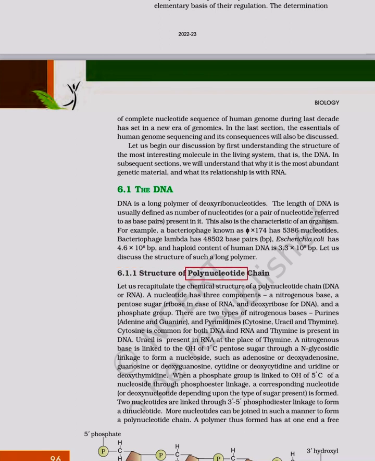6.1.1 Structure of polynucleotide chain. Let us recapitulate the chemical structure of a polynucleotide chain, DNA or RNA. A nucleotide has three components: a nitrogenous base, a pentose sugar, ribose in case of RNA and deoxyribose for DNA, and a phosphate group. There are two types of nitrogenous bases: purines, adenine and guanine, and pyrimidines, cytosine, uracil and thymine. Cytosine is common for both DNA and RNA, and thymine is present in DNA. Uracil is present in RNA at the place of thymine.